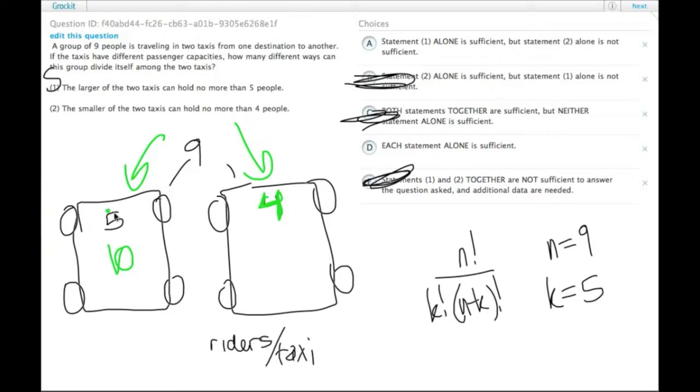So without knowing how many people can go in each of the 2 taxis, statement 2 is insufficient. We cross off D and select A.